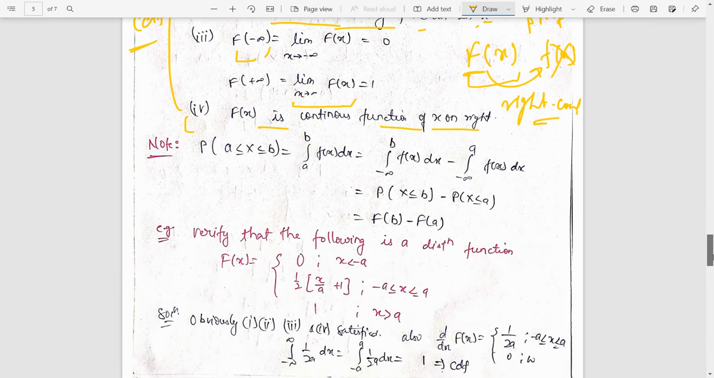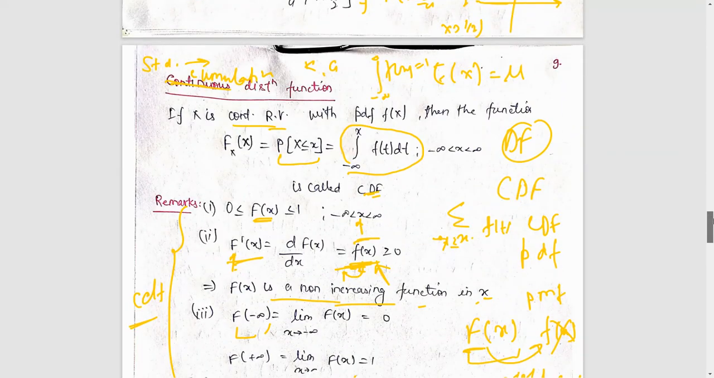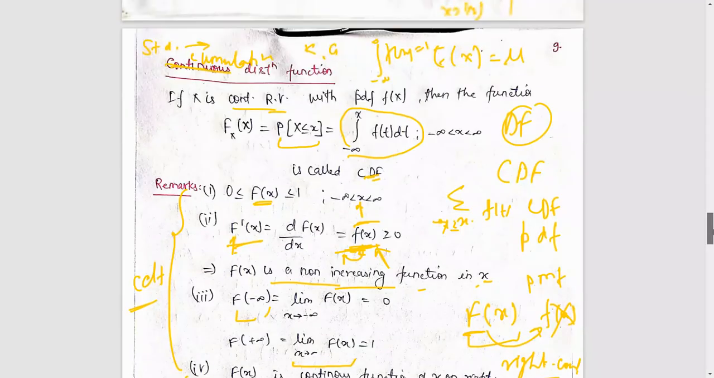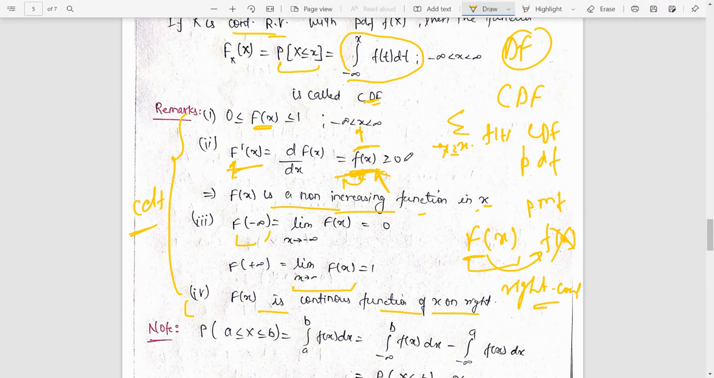Let's see an example. Let's say this particular thing is your capital F(x), the cumulative distribution function, and you need to check whether it is a distribution function or not. The first property is that you need to check if F(x) is between 0 and 1. To check, just put x equal to minus a and you get 0, and if you put x equal to a by 2, you get some value between 0 and 1. So this is satisfied. The second condition is that if you differentiate it, you will get a PDF. We'll put this on hold for now.